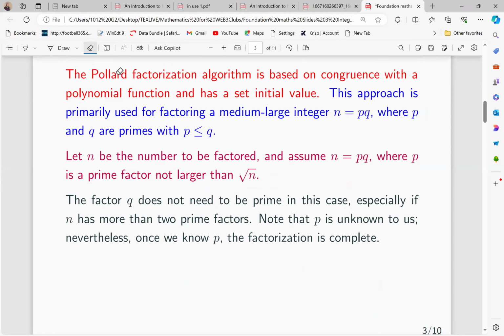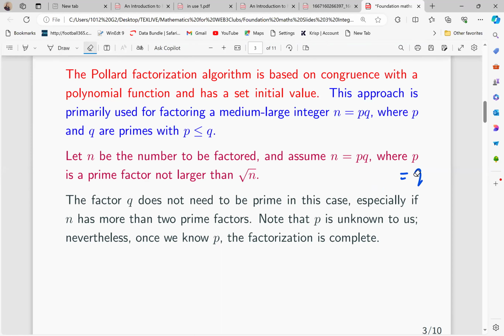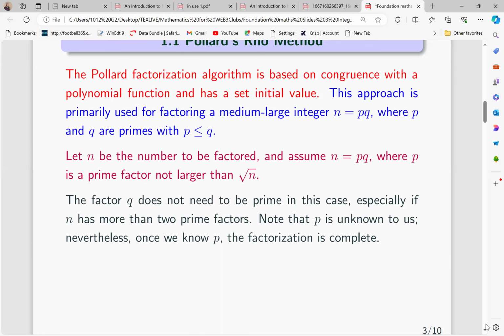Now, we are given n and we just want to get one factor. Once you get one factor, you can get the other factor by just dividing. So we'll just be looking for one factor, and then you divide and get the other factor. If there are only two factors, you are done. If there are several factors, you again proceed and get them.